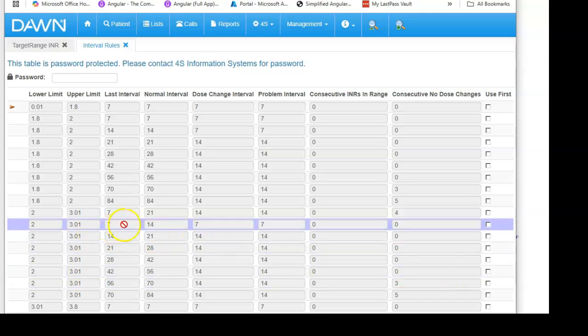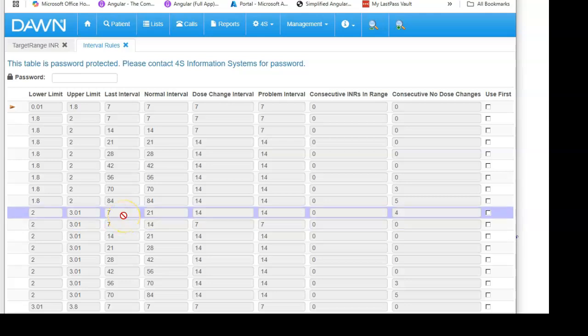And if we look back, you might have noticed I skipped over a record down here. But if the patient's last interval was 7 days, but they've had 4 consecutive no dose changes, that 7 days might not have been to do with instability. It might have just been practically that they're going to be away the following week, or they're going away on holiday and had their INR done early.